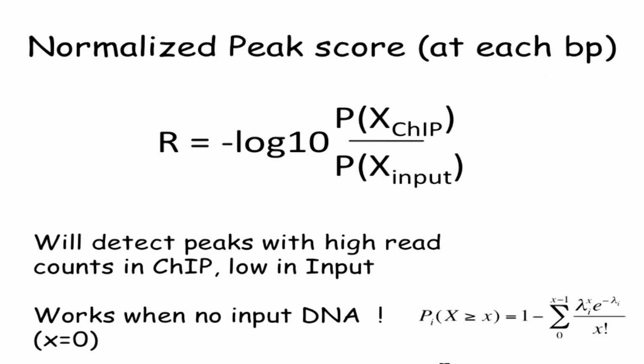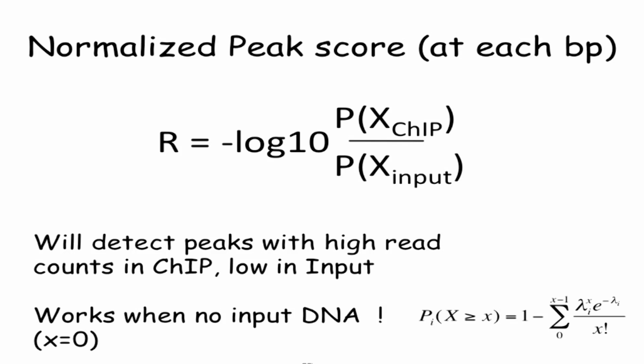Basically, it's equivalent to using this ratio as a threshold. It's essentially a ratio between p-values that we use here. So we calculate this and we use a threshold in terms of detection. Now, the very nice thing about this approach is that it works if you didn't do input DNA sequencing.